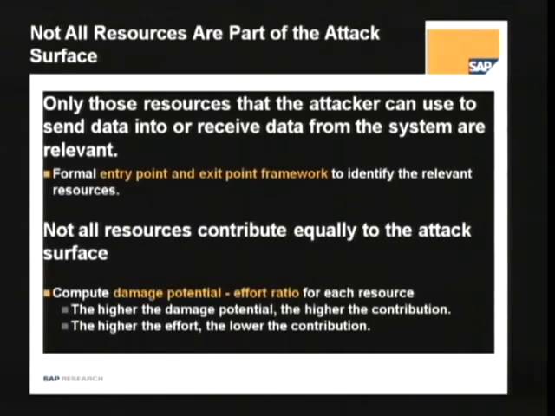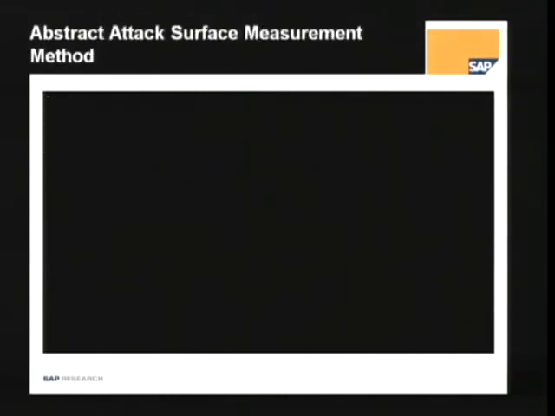Right? If you have two methods, the first method runs with root privilege, and another method runs without root privilege. And if the attacker somehow finds the chance to attack the first method, he can probably cause more damage than when he attacks the second method. So that's why we need to compute the damage potential effort ratio for each resource. And the higher the damage potential, the higher the contribution, as I said at the beginning, and the higher the effort, the lower the contribution. So these two aspects are very important, right? Which resources are important and how much is their contribution.